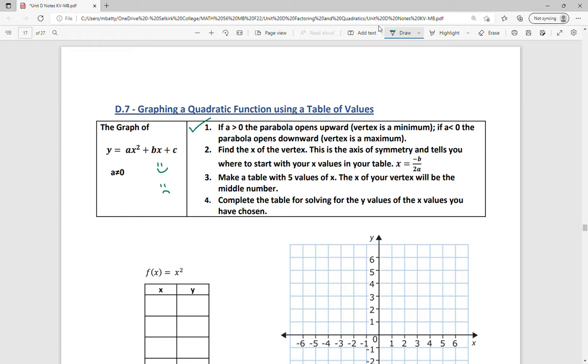Then we're going to figure out the x of the vertex. And so what we were just using before was the vertex formula, right? To figure out the x. And then we were going to figure out the value at f of x. So take that x value and sub it back in for y. And so we get an ordered pair for our vertex. After we do that, we're going to start and make a table of values. We're going to go with 5 values of x with x as our middle number. And we're going to complete the values in the table for y and then graph it.